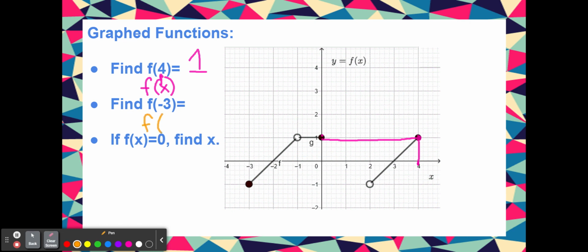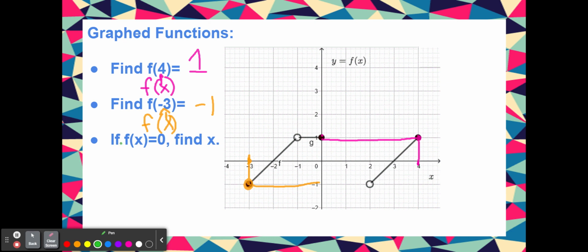Okay, let's try the next one. Find f of -3. Remember, -3 is our x value. So let's go to the x value of -3. So what's the y value? Well, it's here. And what number is that at? -1.